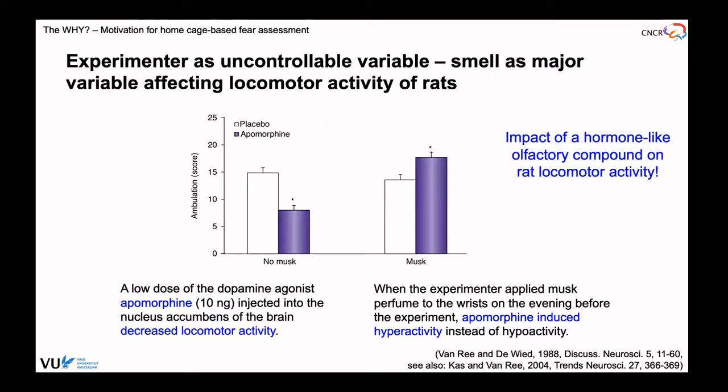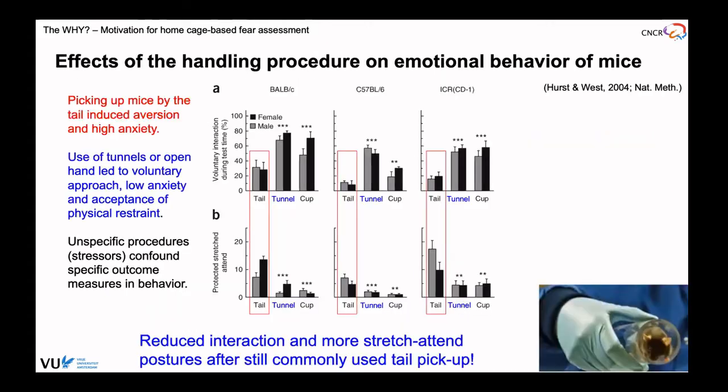So the experimenter by itself is an issue. The olfactory cues that are associated with it are a second issue. So we need to avoid them. Another thing is the way how we handle them. I don't want to go into details.